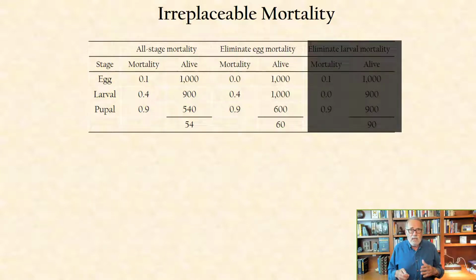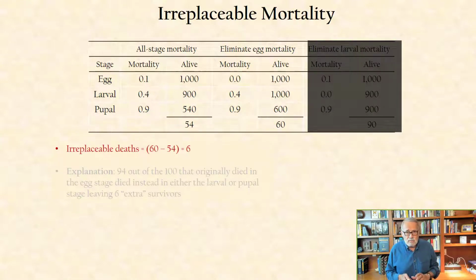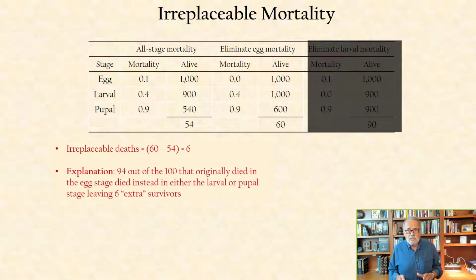If we eliminate egg mortality, then survivorship of 1,000, 1,660 reach adulthood. Therefore, irreplaceable deaths equal 6. The explanation is that 94 out of the 100 that originally died in the egg stage died instead in either the larval or pupal stage, leaving 6 extra survivors.